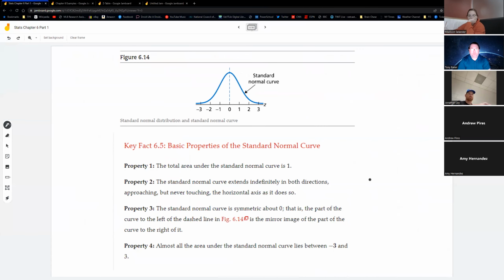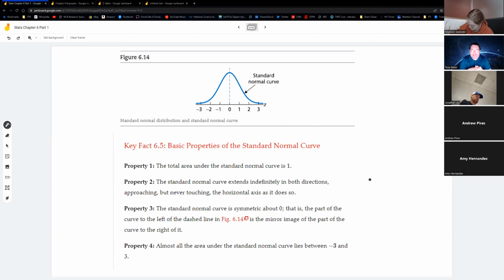All right, so some basic properties of the standard normal curve. The first one is basically the same thing as probability: the area under it has to be 1. If you think about it, when we're looking at probability or percentages, they all have to add up to, in percentages, 100, but that's also 1.